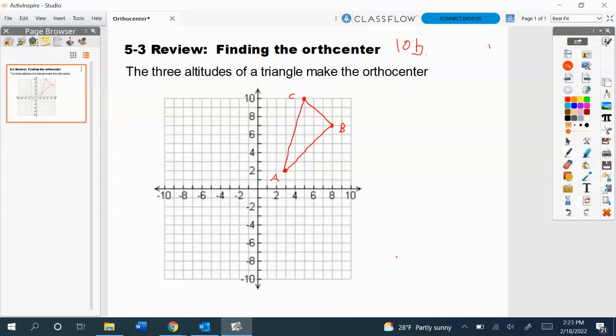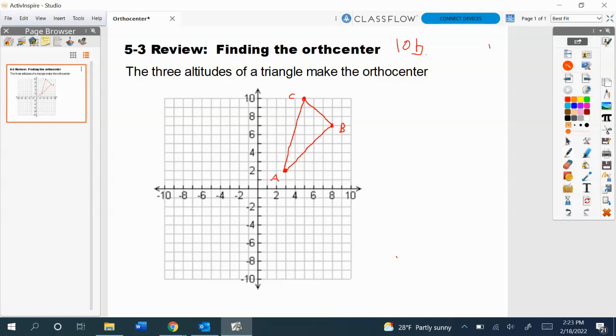Okay, so to find the orthocenter of a triangle using the graphing method, first you need to graph the triangle like shown here. This is problem 10B, the triangle that is graphed. The orthocenter is found where the three altitudes of a triangle meet. An altitude is a segment that goes from any vertex and is perpendicular to the opposite side.